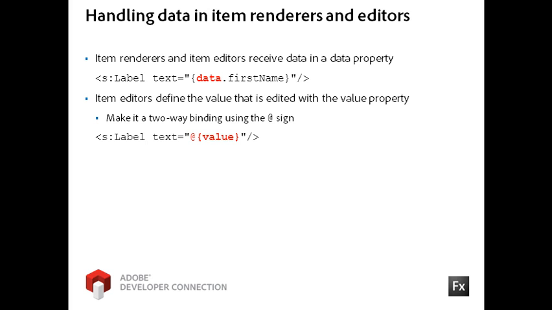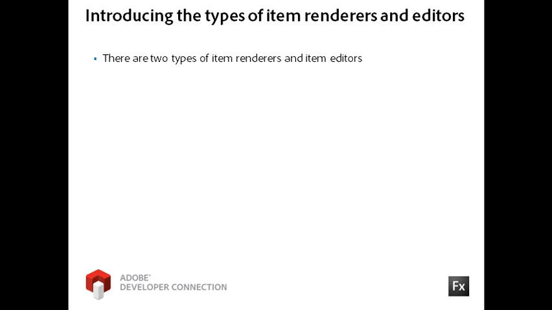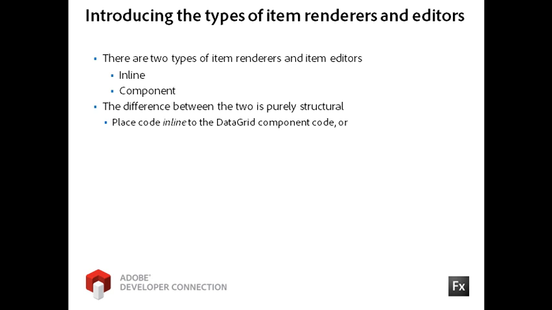Since renderers and editors can display multiple data values, you control the value that is being edited by the item editor with the value property and make sure that you make it a two-way binding. This will ensure that the edited value is updated in both the data provider and the item renderer display. You can implement item renderer and item editors in two ways, as inline or component code. Note that the only difference between the two is structural. The former puts code inline to the data grid instance, while the latter puts the code into a component file.